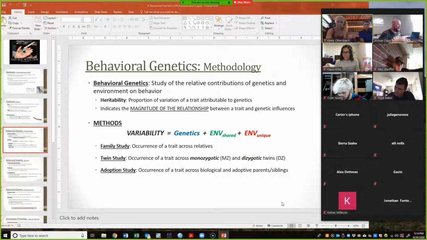Okay, so let's say we run a family study and find that depression or aggression does run in families. What we want to do now is tease apart whether this is genetics or the shared environment that families have. What we would then do is go to a twin study. Remember, in the twin study, our question is whether a trait is more common among identical twins than among fraternal twins.